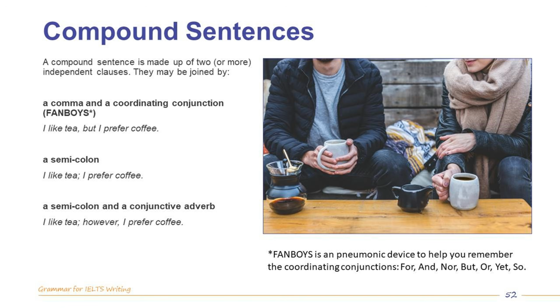We could use a semicolon. I like tea; I prefer coffee. This is a little less common. You can only do this when the meaning is very close. Or we could split them with a semicolon and a conjunctive adverb. I like tea; however, I prefer coffee. Don't forget to put the comma after the conjunctive adverb.